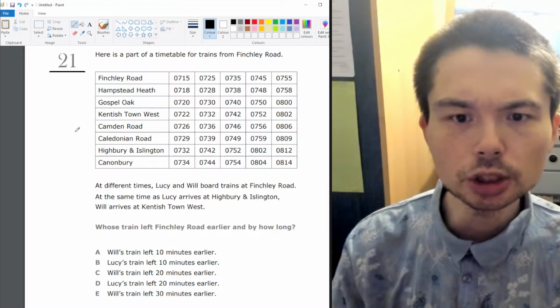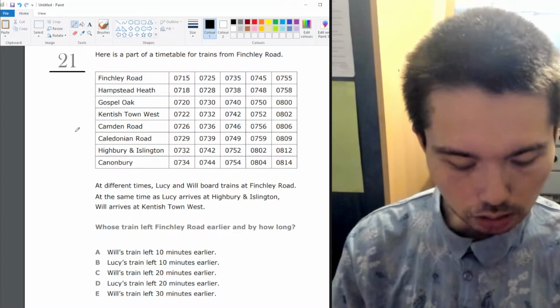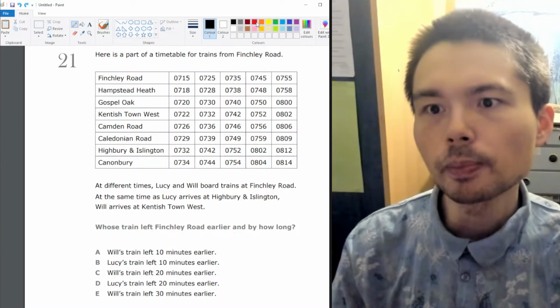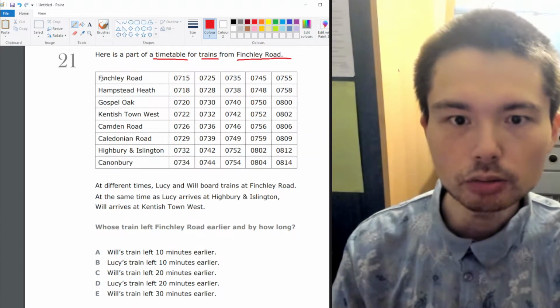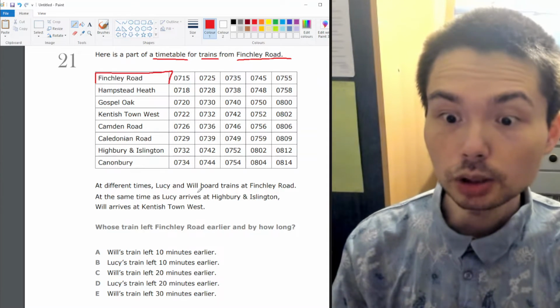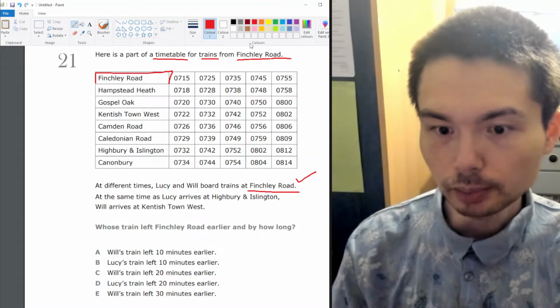Do you remember the question we just did? That was just 10 seconds. Then you come back to this long one. Here we go. Because it's a video, I'll go through it now. Here is a part of a timetable for trains from Finchley Road, the top one. At different times, Lucy and Will board trains. Yeah, they're getting on at that place at the same time.